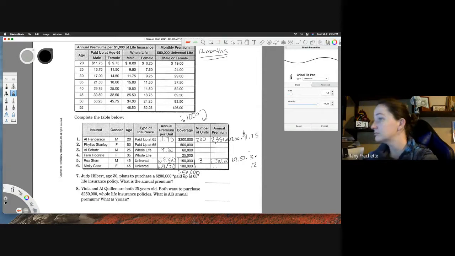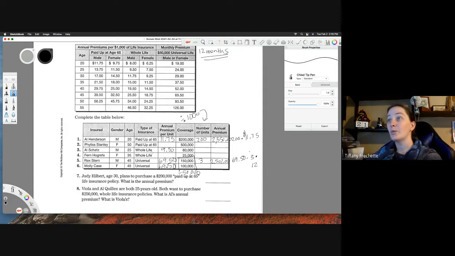Down below, there's nothing crazy going on about this. They're just giving you a little bit more wording here. You know, they're putting it out in a word problem instead of putting it in a chart here. But you're looking for the same information. Male or female, what is their age, what plan are they choosing, how much are they choosing, and then you go through and calculate it the same way. You need to know the number of units. So pay attention to which side of the chart it's on here. You're either going to divide by 1,000 or 50,000 for the number of units. And then once you have your number of units, you need to multiply by your annual premium per unit.